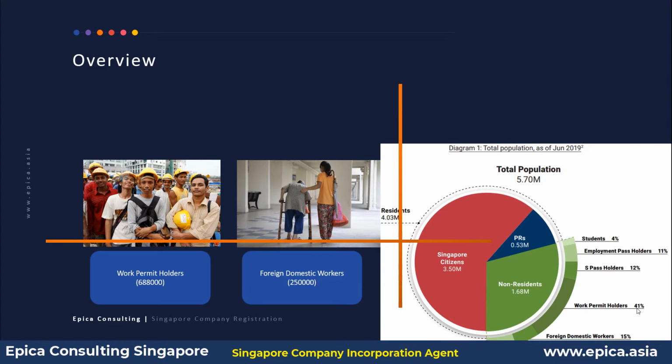Now for both these work permits, whether work permit holder or foreign domestic worker, the list of countries from which these holders can come is already approved by the government, and you cannot bring somebody from a country other than the approved list. One more point to note is that foreign domestic workers can be only women, and men are not allowed in this role.